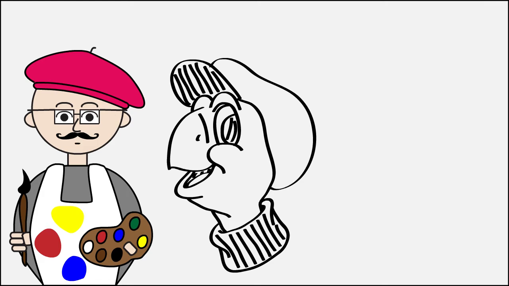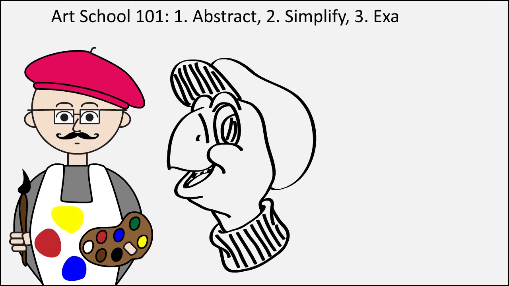When I draw, I follow a three-step process. Number one, abstract. Number two, simplify. And number three, exaggerate. When you abstract, you identify the most distinctive and important features of what you're drawing. In the case of a turtle, it's the shell. Shells are actually complex structures, but we simplify our drawing by representing the shell as an oval.